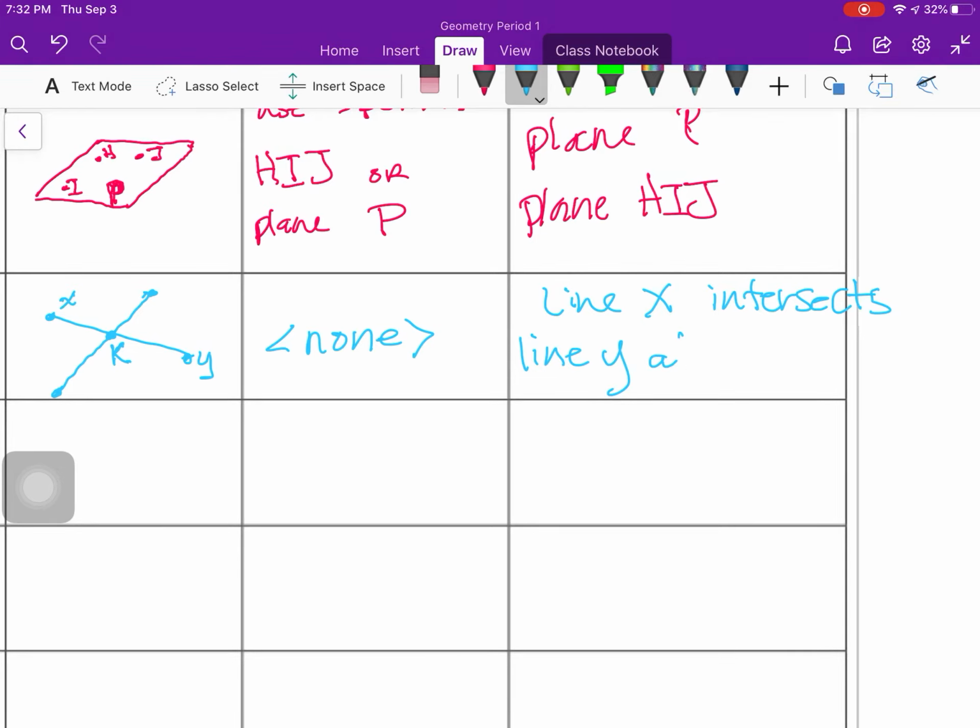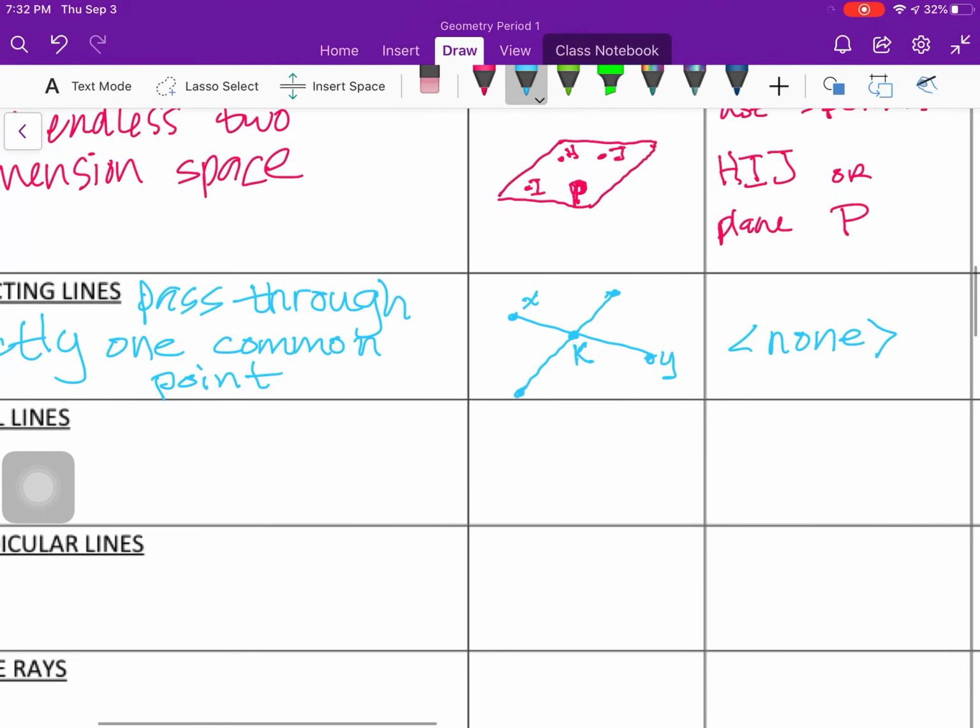Notice the small letters at point. Are we going to use a lowercase or uppercase? It's a point, so an uppercase K. Oops. Uppercase K. Emphasize that one.